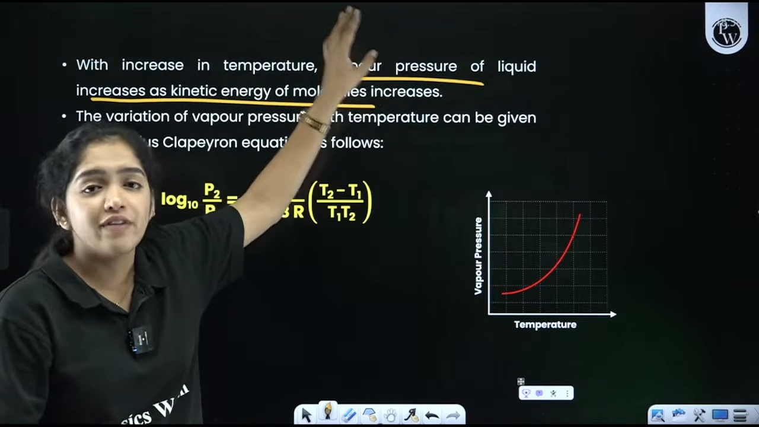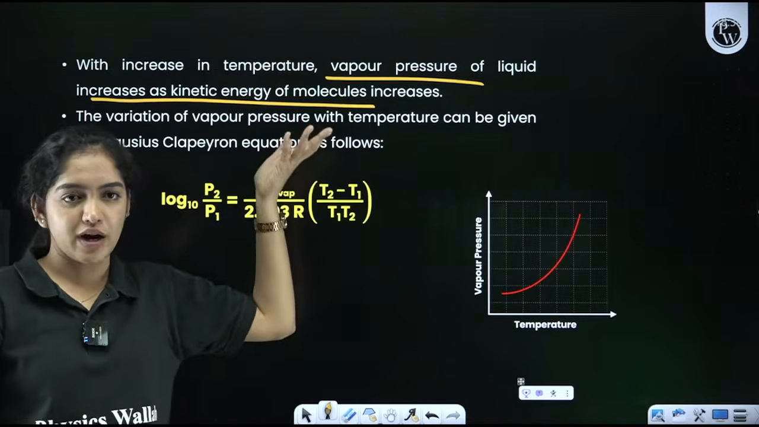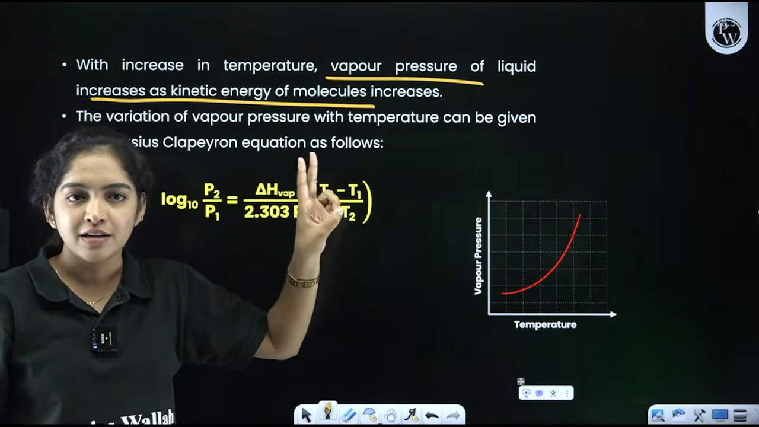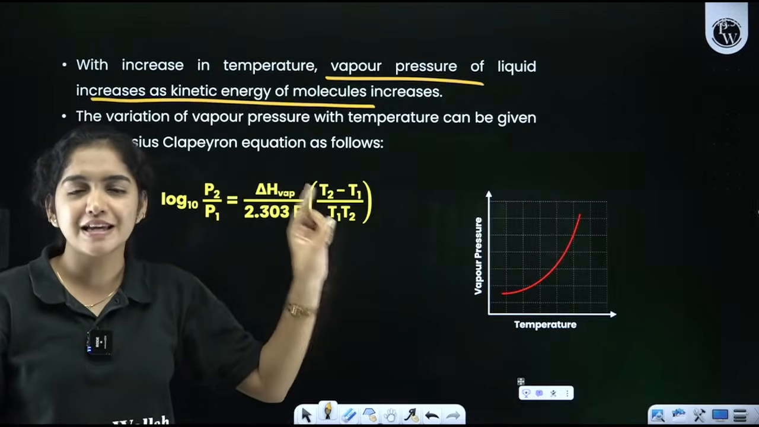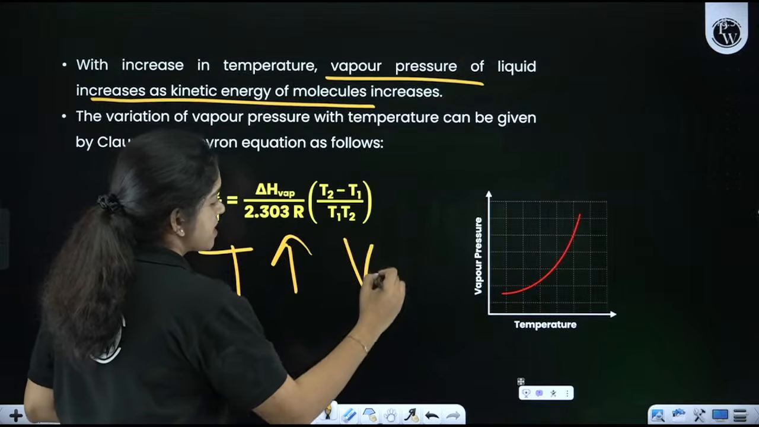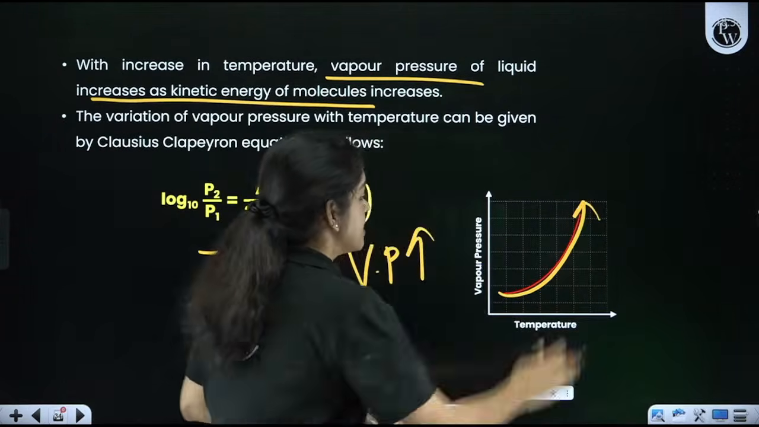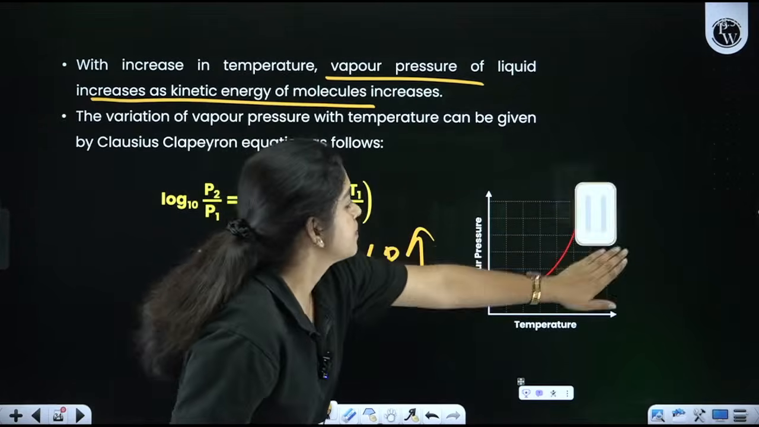So what happens? When temperature increases, the vapor pressure also increases. It will easily vaporize. Clear? Got it? So that is the main point. When temperature increases, vapor pressure increases. Learn this. Temperature increases, vapor pressure also increases. So this is the curve. Look here. It's a curve. Okay. So, vapor pressure, temperature curve.